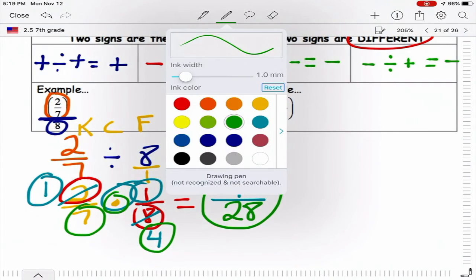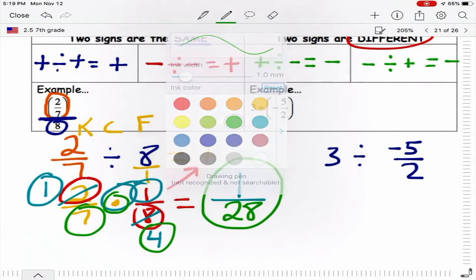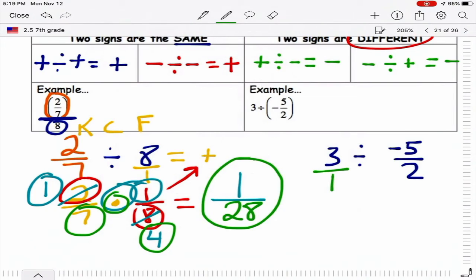All right, one more example, and then the rest is on you. For this problem over here, I'll rewrite it: 3 divided by, I like to put the negative on top once again, so I'm putting the negative by the 5. So it's 3 divided by negative 5 over 2. I want to make 3 into a fraction by putting it over 1. I'm going to first get the sign. A positive divided by a negative is a negative. So I know my answer is going to be a negative already.